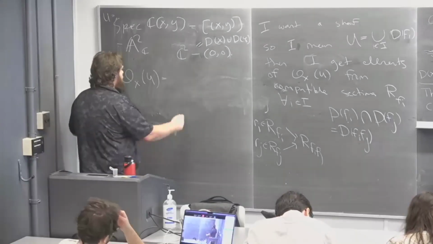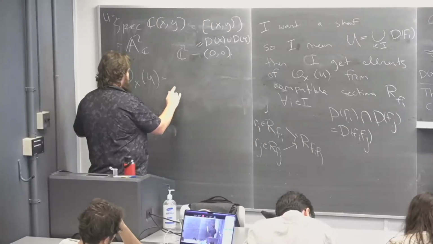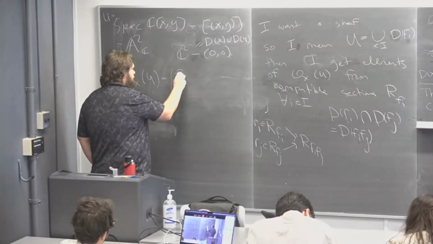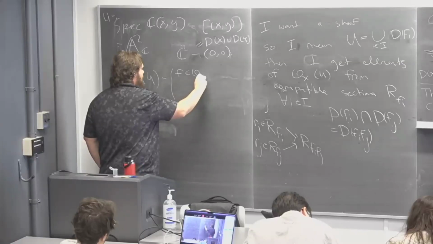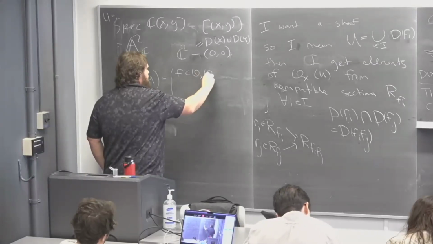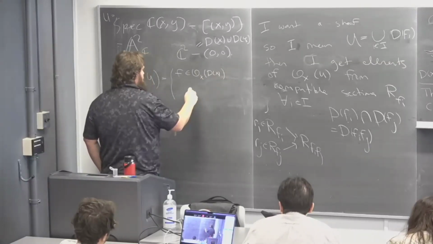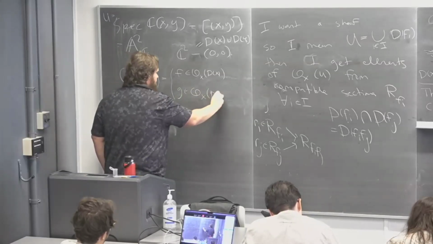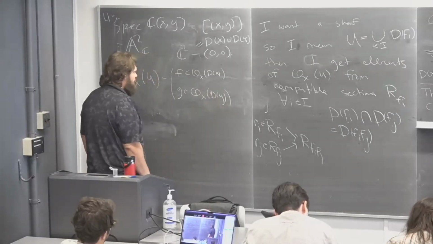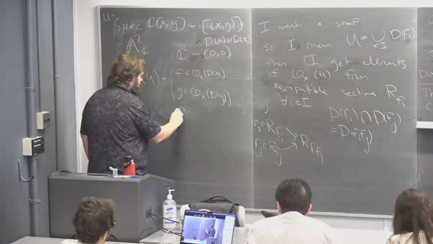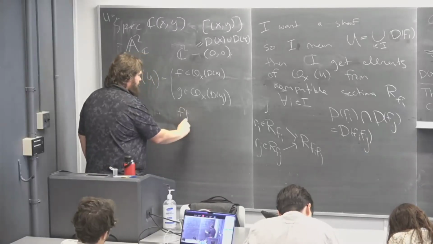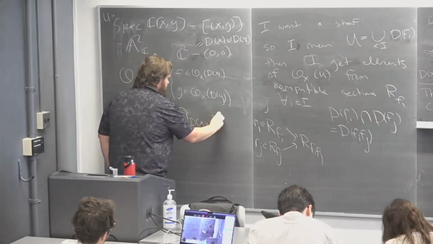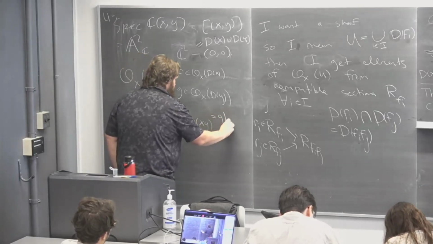Okay, so I should look here. This is choosing a section on D(x) and a section on D(y), such that when I restrict these to the intersection, to D(xy), these guys are equal.